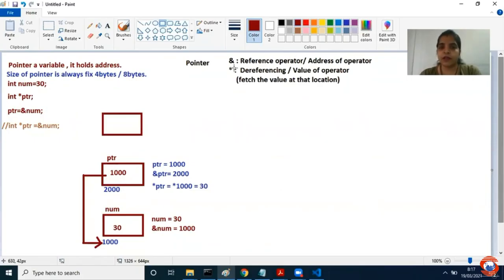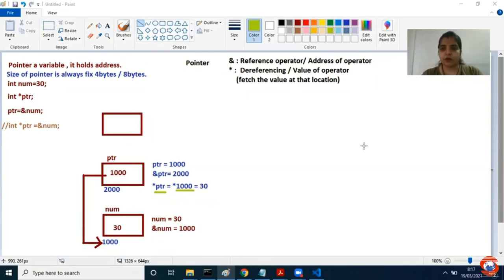What is the dereferencing operator? Dereferencing means it will fetch the value at that location. So if you observe, I have written value at PTR. Now please understand what is there in PTR. 1000 is there in PTR. What is value at PTR? Value at 1000 is nothing but 30. That's the reason pointer PTR will give me the answer as 30. Did you understand? A normal variable cannot store an address.